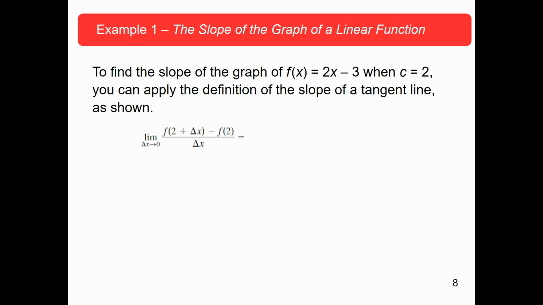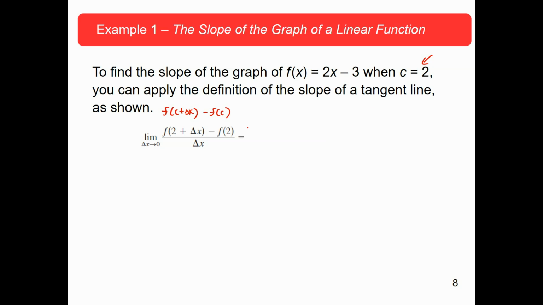Now, to find the slope of the graph of f of x equals 2x minus 3, when c equals 2, we say the slope of the graph, but we're talking about the slope of the line tangent, right? So we're looking at f of x plus delta x minus f of x over delta x, or delta c, sorry. So we're given the c value, right? So this is f of c plus delta x minus f of c.